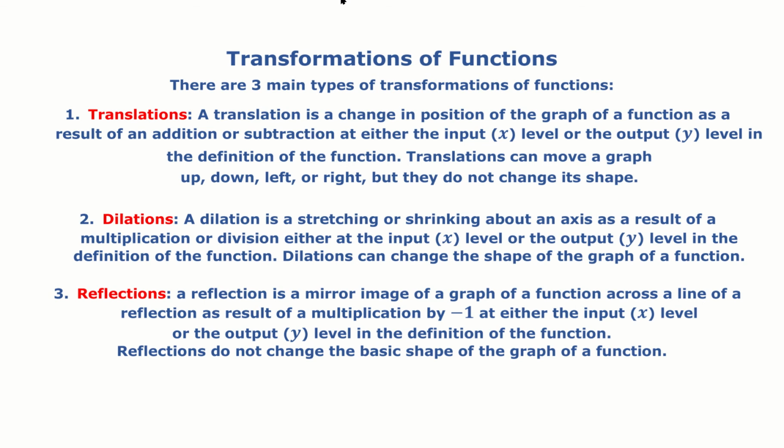A translation is the change in position of the graph of a function as a result of an addition or subtraction at either the input level, the x level, or the output level. Translations can move a graph either up, down, left, or right, but they don't change the shape of the graph.